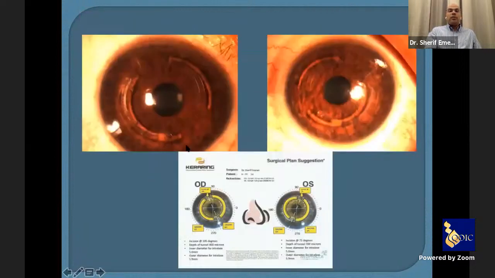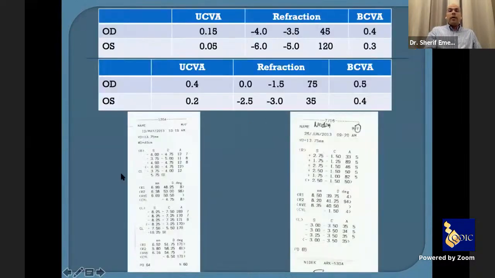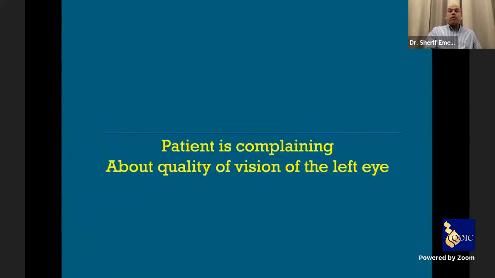This is the post-op. This is the right eye, and this is the left eye. This is the same as our plan. And this is the comparison between the pre-op autoref and the post-op. We can see a decrease in both myopia and astigmatism in both eyes, especially for the left eye. The uncorrected vision improved in the left eye from 0.05 to 0.2, and the best corrected from 0.3 to 0.4. This is a great result for me. But the patient is complaining about the quality of vision in the left eye.